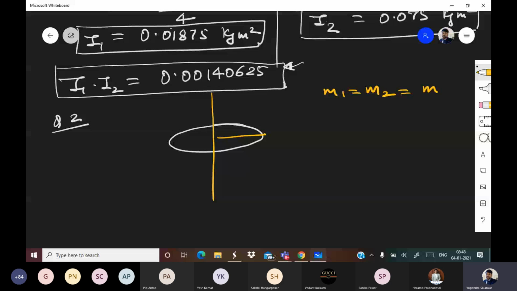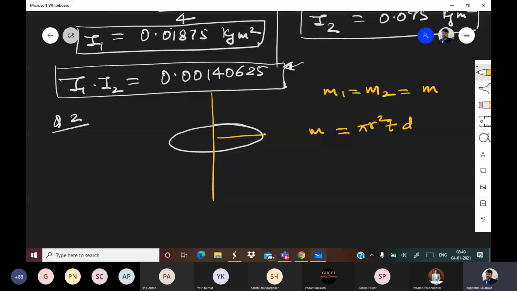pi r square, which is area, into sigma. Sigma is mass per unit area. And density is given, so let us use density D, and I am using thickness as T.